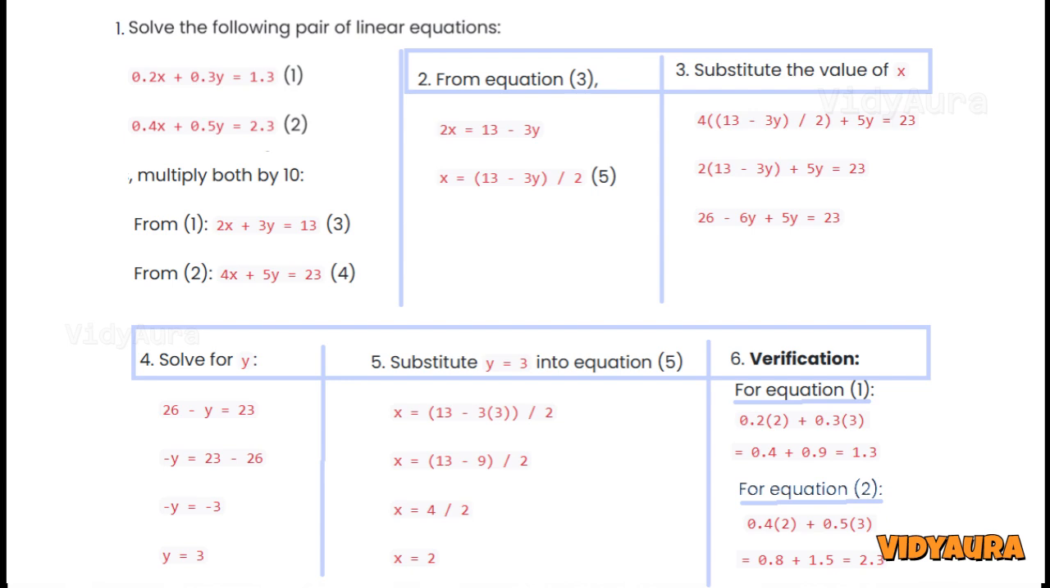We know that y is 3. So to find x, we just plug that 3 back into that handy little expression for x we made a minute ago. So x equals 13 minus 3 times 3, all divided by 2. Well, 3 times 3 is 9, 13 minus 9 is 4, and 4 divided by 2 is 2. There's our final answer. x equals 2. The solution, the point where these two lines meet, is (2, 3).